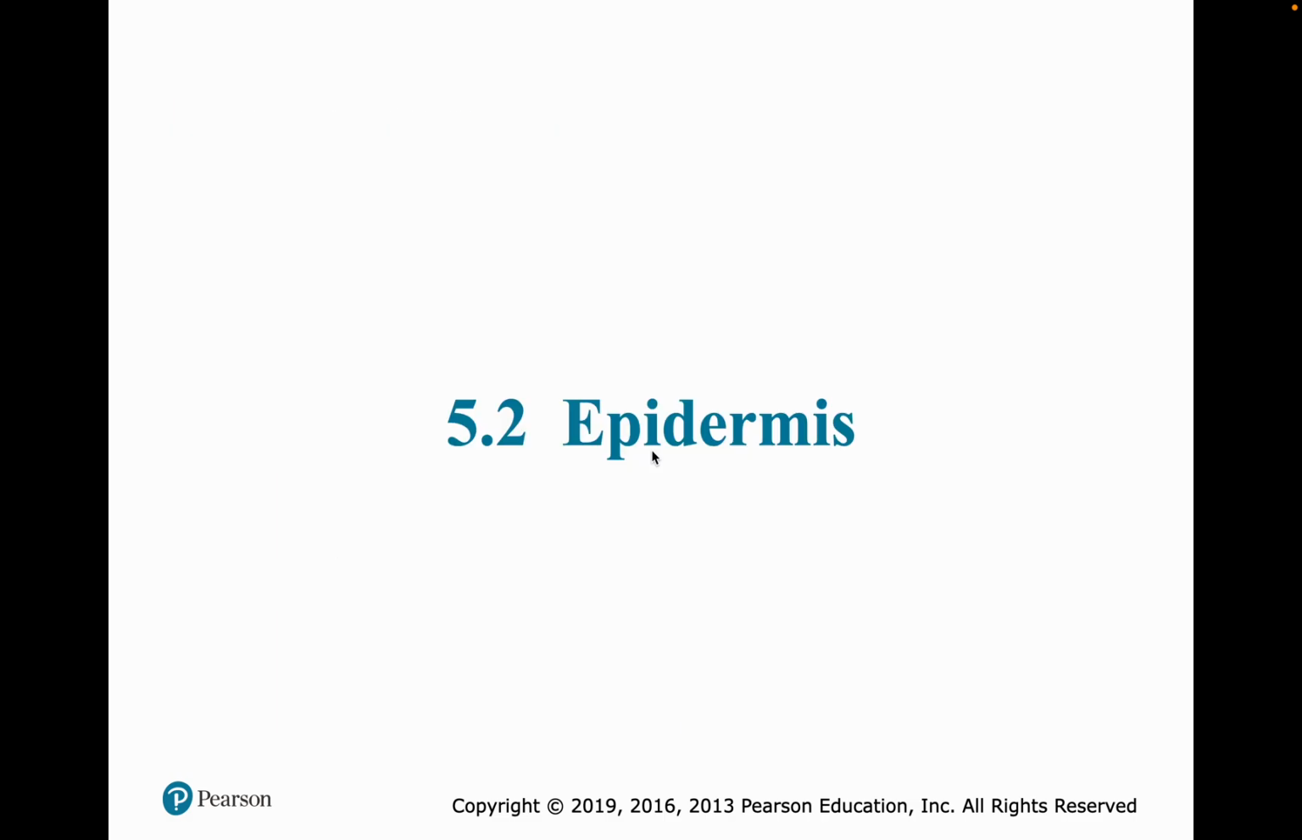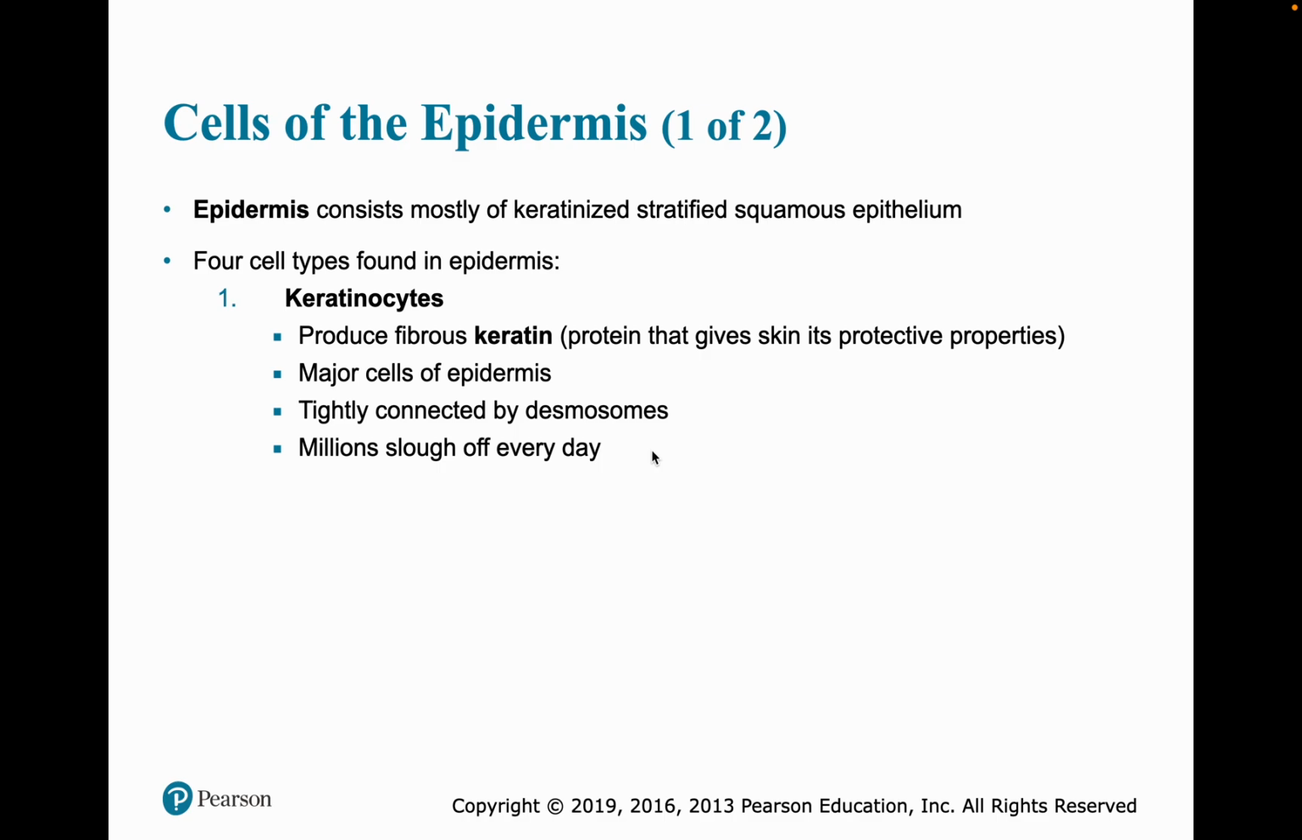So let's start with the epidermis. The epidermis consists of keratinized stratified squamous epithelium, mostly. There are 4 cell types found in there. The most numerous of those are the keratinocytes, which produce a fibrous protein called keratin, and that keratin provides much of the protective properties of the skin.